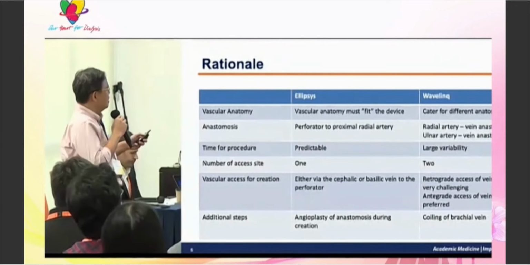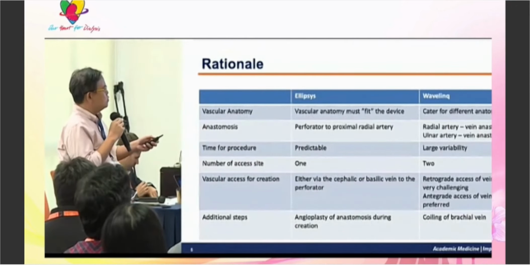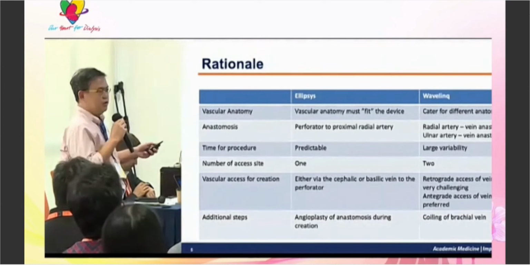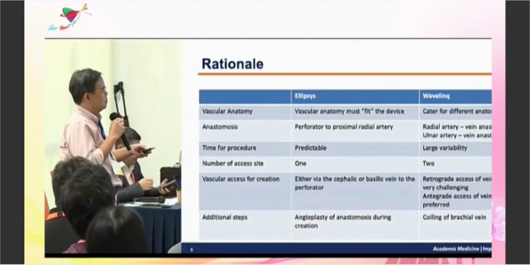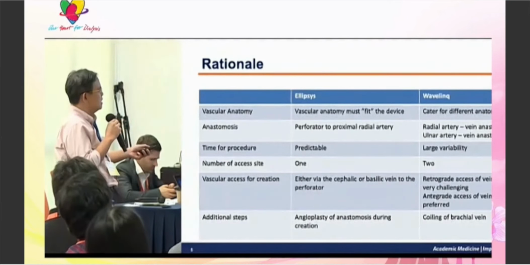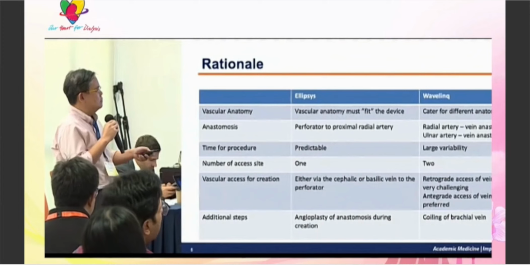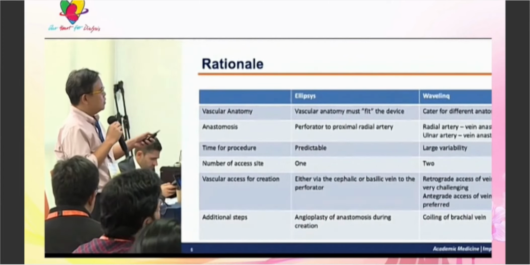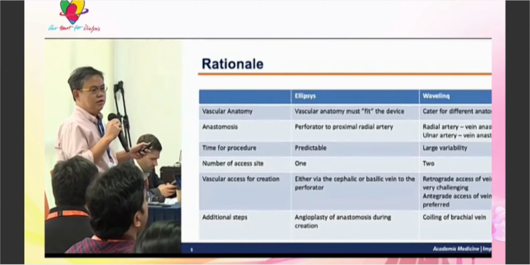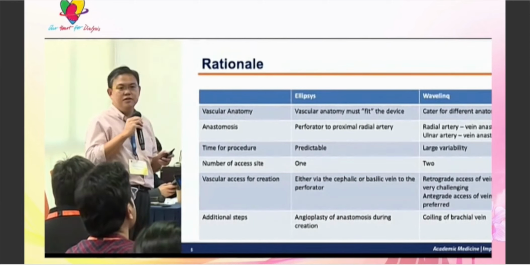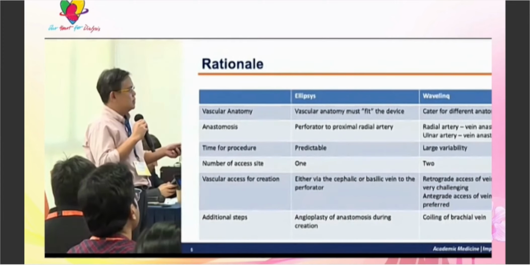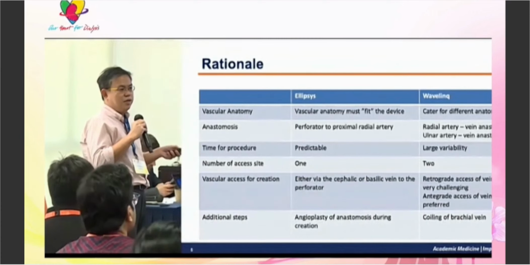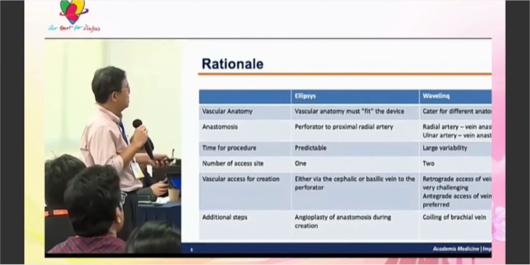Okay, and the number of access sites is 1 for Ellipsys, 2 for WavelinQ. And an additional step is that both actually need an additional procedure during the creation. So in Ellipsys, you need the angioplasty of the anastomosis, and in WavelinQ, you need coiling of the brachial vein. So that's why we find that the main reason why we do this algorithm is because retrograde access can be very challenging, as you have alluded to by all the previous speakers, and we preferred an antegrade access. So that allows us to go in and get out fast. We don't have to spend 3 hours in the procedure.